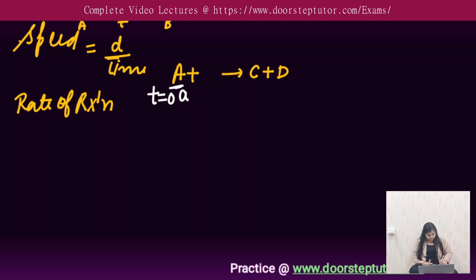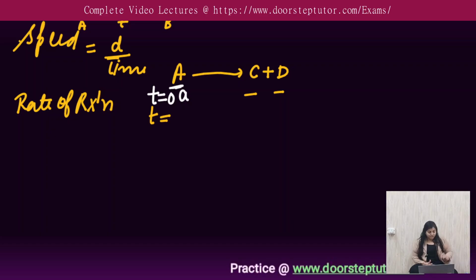Or suppose a single reactant is being converted to the products only. So here you will have a certain amount of the reactant and no amount of C and D will be present in the reaction mixture at the start of the reaction, right? Now as the time proceeds, what is going to happen? A certain amount of A is going to be converted to the products, that is C and D.